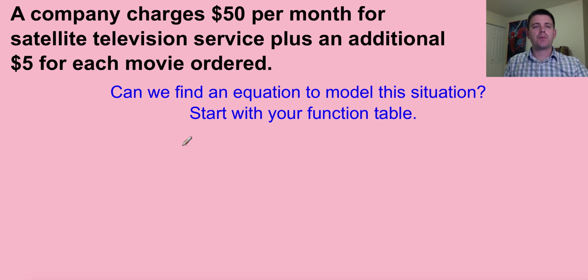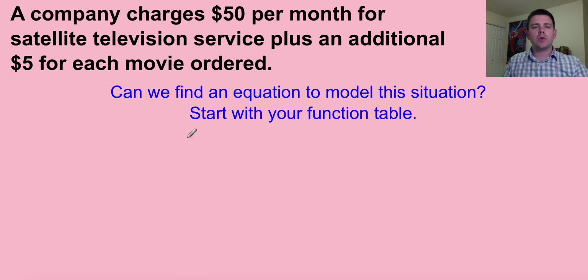So how about this one? It says a company charges $50 per month for satellite television service plus an additional $5 for each movie. We want to know how much it is going to cost each month depending on how many movies I buy. How could I calculate that, or how could I find an equation to make that nice and easy?